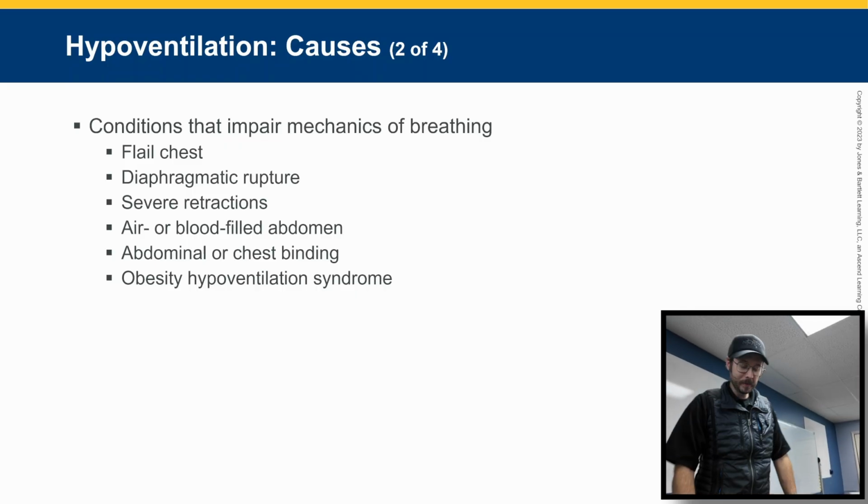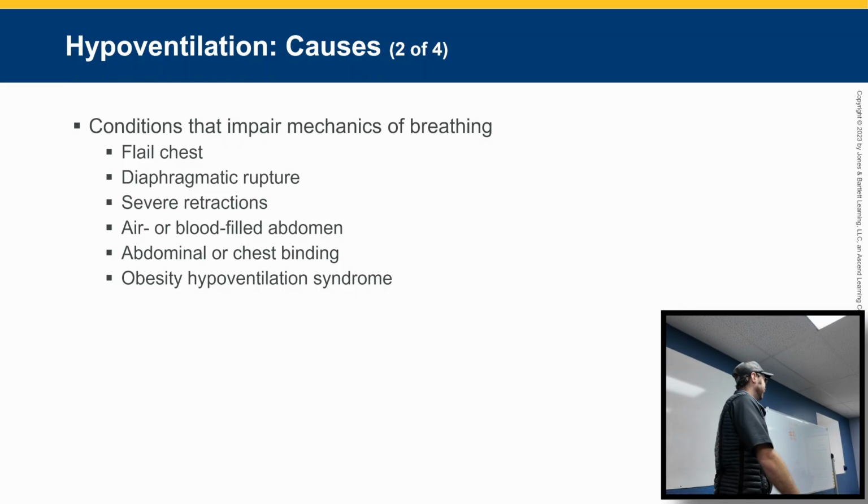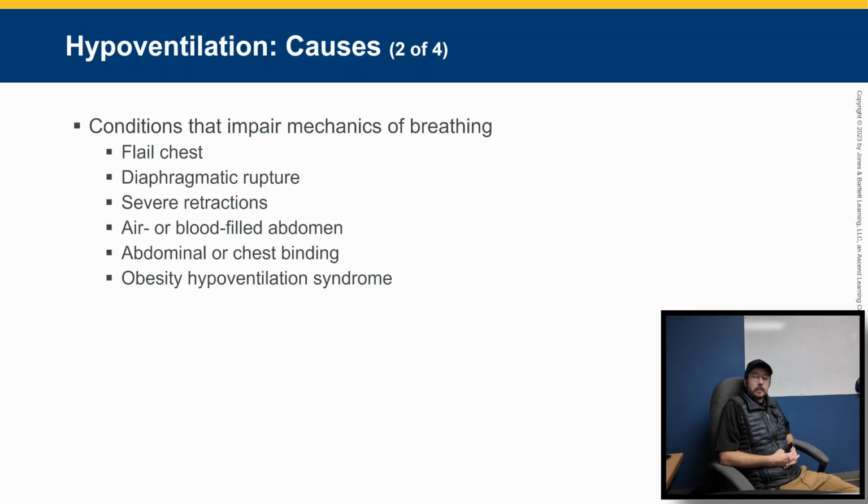All right, diaphragmatic rupture. Well, if we break the diaphragm, that's a problem, right? It's pretty obvious. Severe retractions. Where do we see retractions? In your belly, right? That's accessory muscles. Where do we see retractions? You can't see the diaphragm.